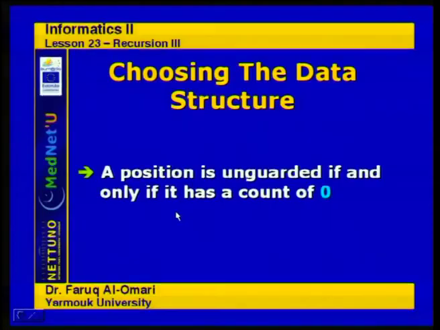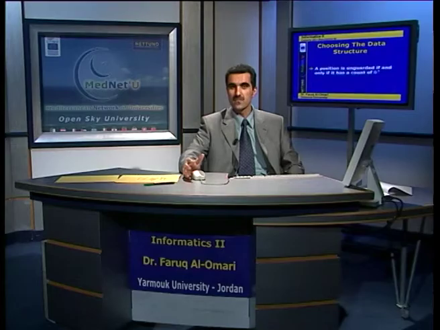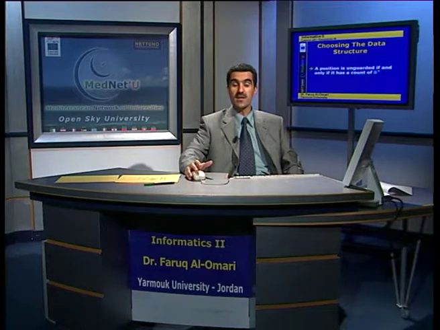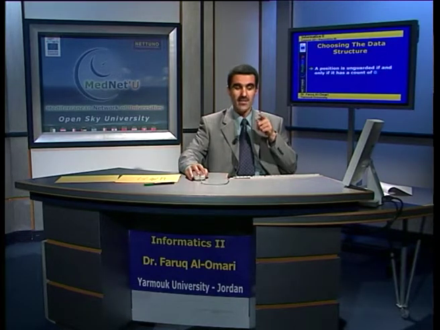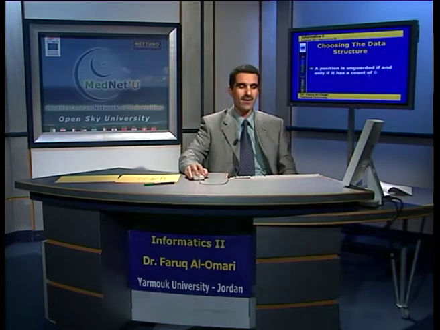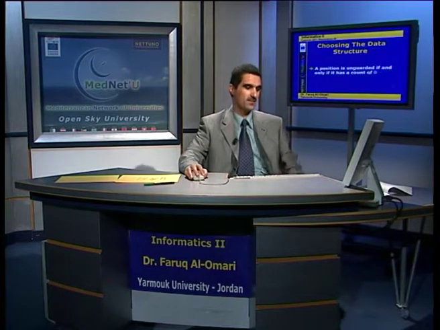A position then, according to this definition, is unguarded if and only if the count it has at that particular position is 0. 0 in there means there are no queens guarding this. So to add a queen then, at a certain position, that position has to have a count of 0. Excellent.